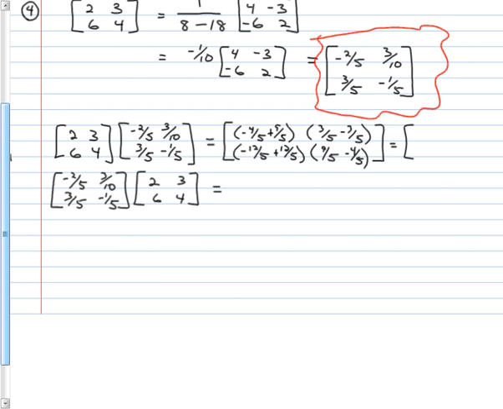Negative 4 fifths plus 9 fifths is how many fifths? 5 fifths, 1. 3 fifths minus 3 fifths, 0. Negative 12 plus 12, 0. 9 fifths minus 4 fifths, 5 fifths, which is 1. Check.